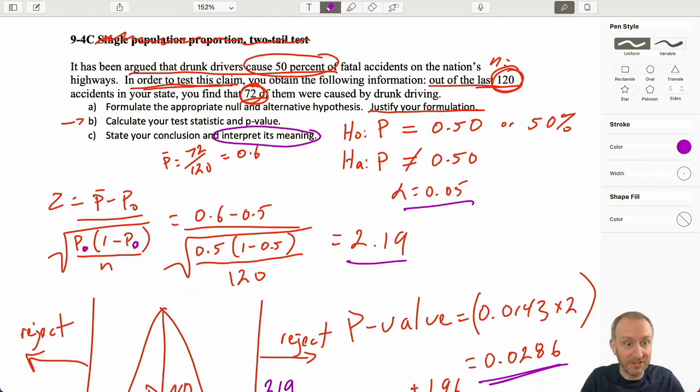Goes a little bit faster now because we understand, hopefully, that the process step by step hasn't changed.